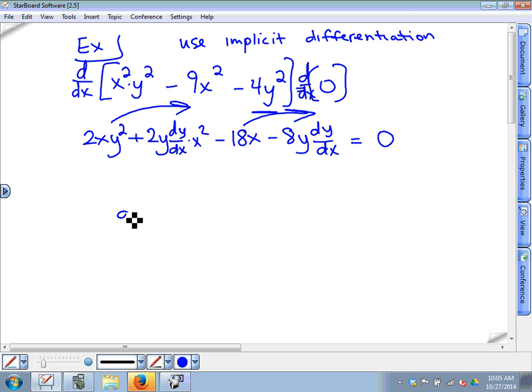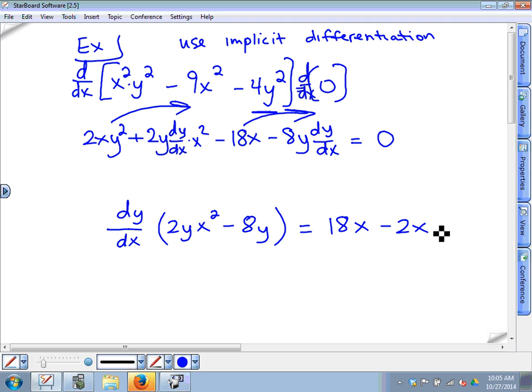And then if we factor out the dy dx from the left side, we're going to have a 2y x squared minus 8y. And then on the right side, we would have added an 18x, so it's plus 18x minus 2x y squared. Last step. Divide.